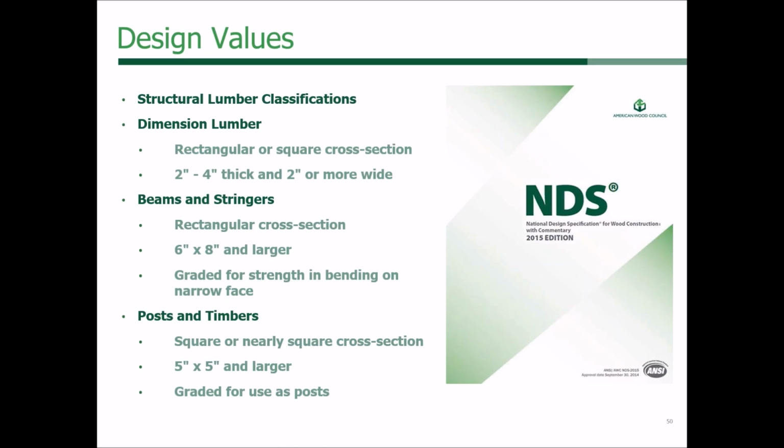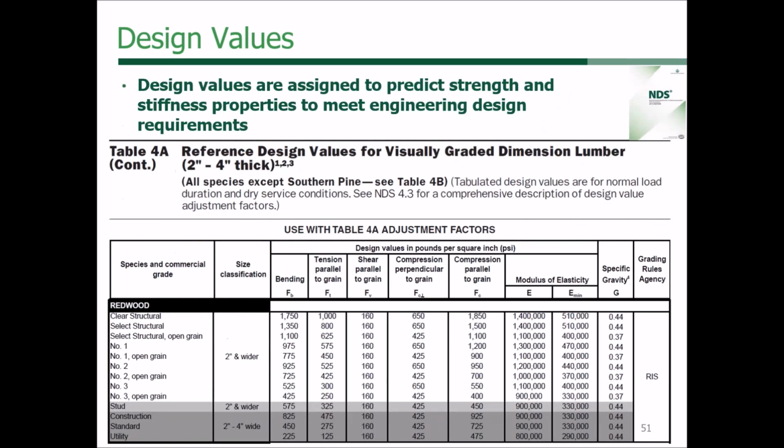Beams and stringers are larger than 4x4s, but then they have considerably more depth, because depth is more important for beams, and so they're graded as if they were beams being used in that situation. And posts and timbers are more squarish because for columns you need to have capacity in either direction the same. So that's the big difference for that.